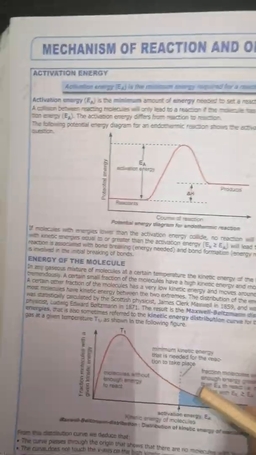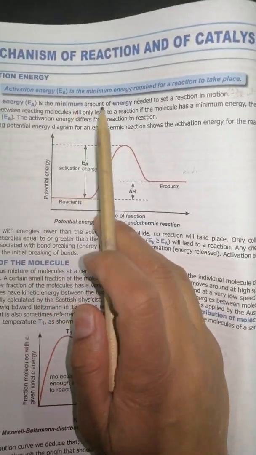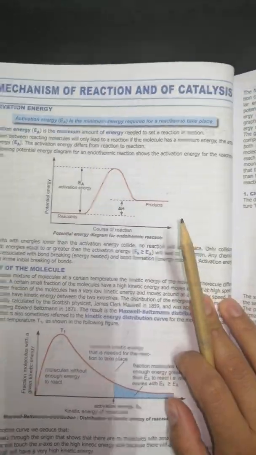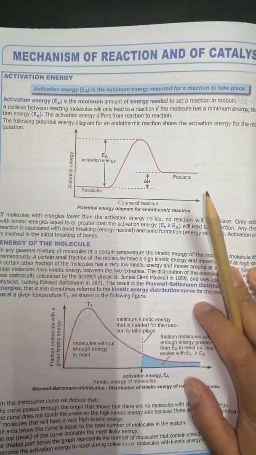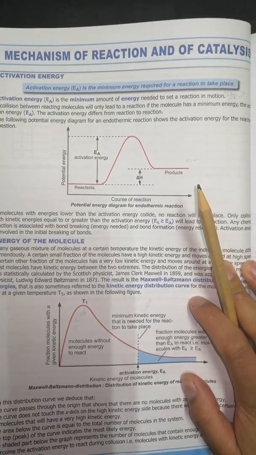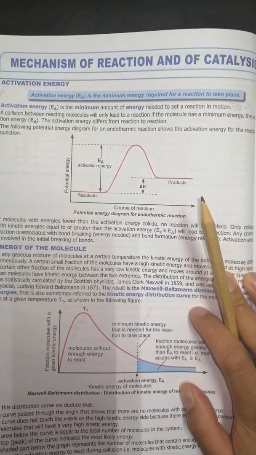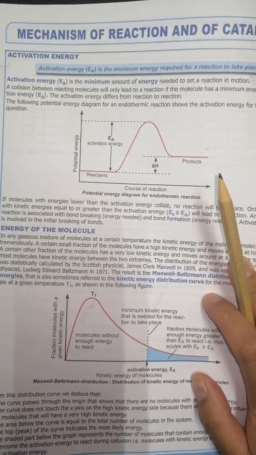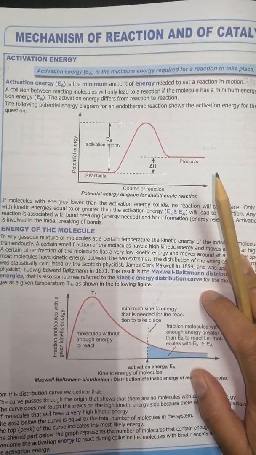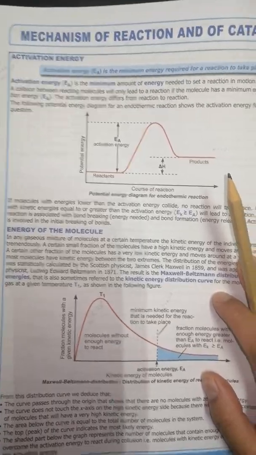Right, now before we start, let's just do some revision. Now you remember activation energy, it is the minimum energy required for a reaction to take place, and it is basically kinetic energy. It's a certain amount of kinetic energy every reaction has, and any molecule that needs to take part in that reaction needs to have that minimum energy, which is called the activation energy. So any molecules that don't have enough energy, or they don't have the activation energy, they won't be able to take part in the reaction.